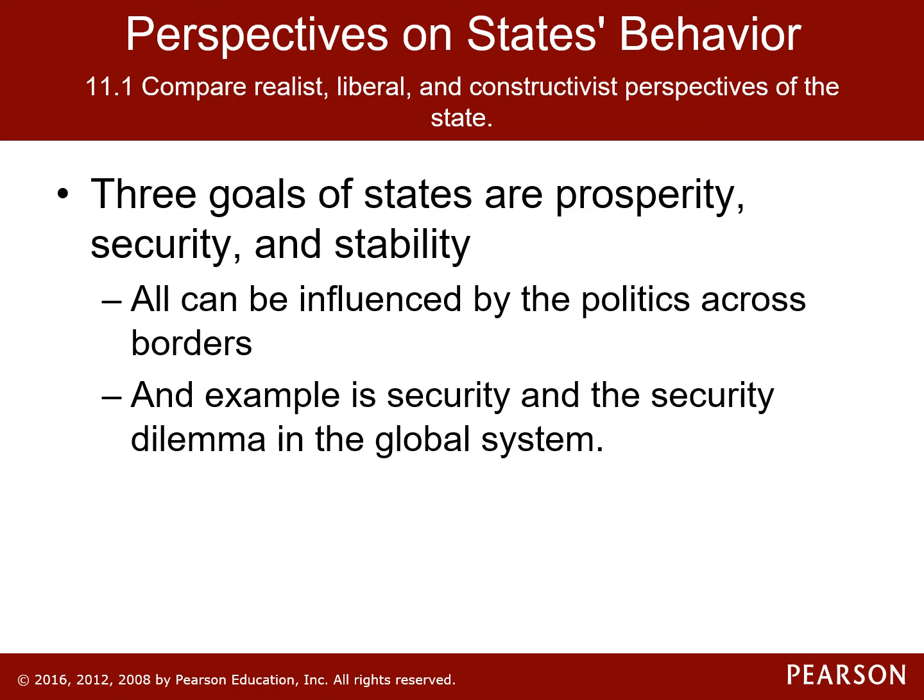As we talked about last class with nations and states, three goals are prosperity, security, and stability. All three of those are influenced by their neighbors. Security being the fundamental one, obviously is influenced by your neighbors, because if your neighbor chooses to attack you, your security is, in a sense, out of your hands. Now your security is up for grabs.